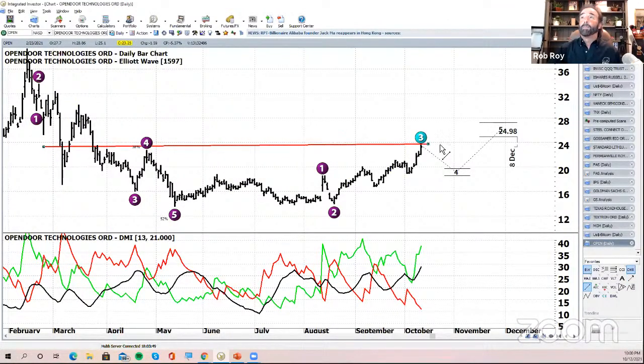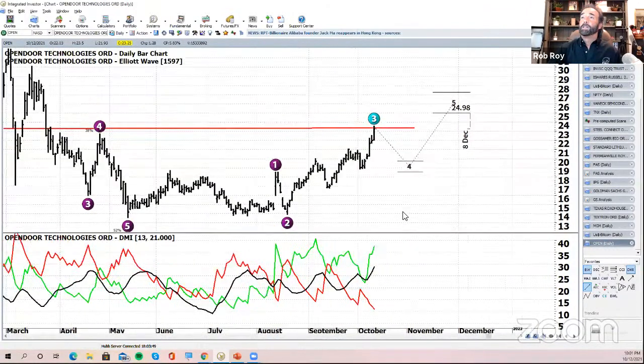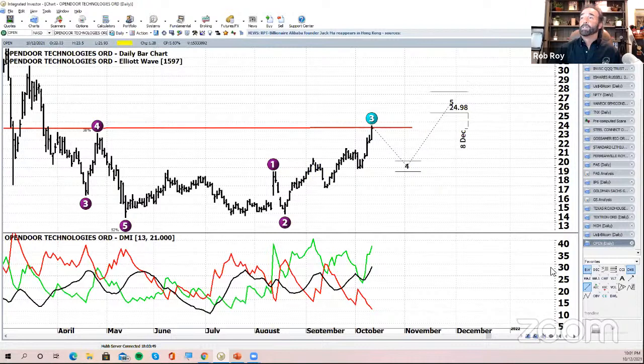So we got a break here. We're right at resistance. Look at that double zigzag right there. Man, just classic. I missed that. Let me do it again. Gotta hit the low here.